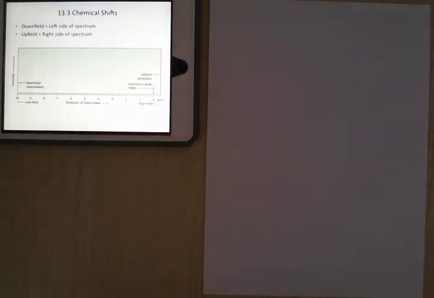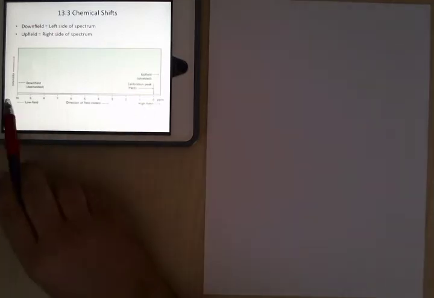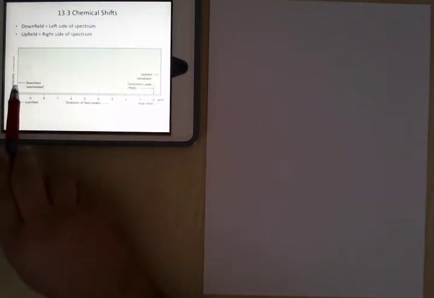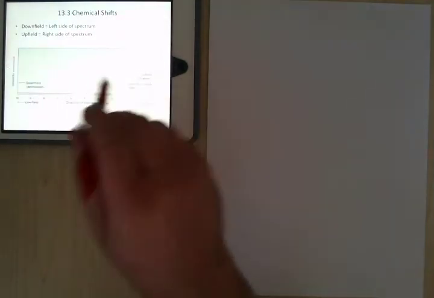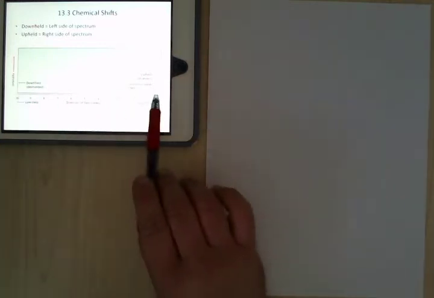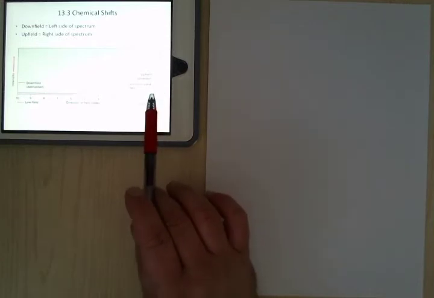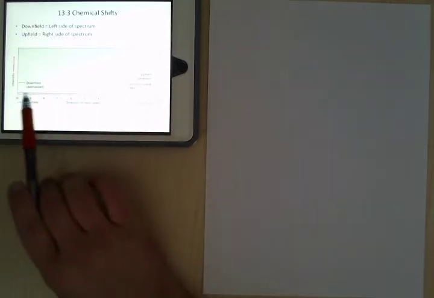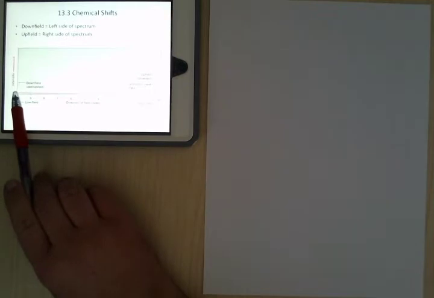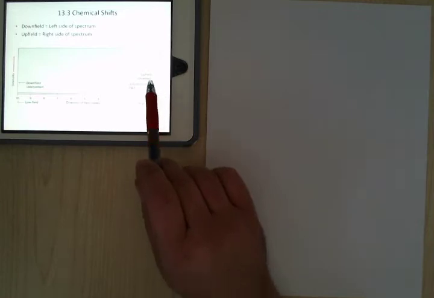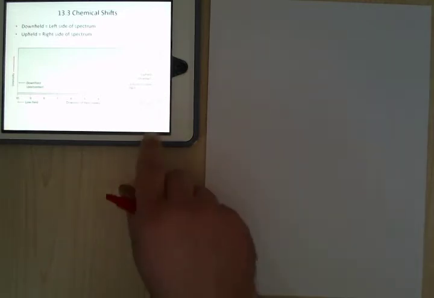I think I know why it doesn't go 0 to 10 like it normally would. It was probably the early instruments. They would have a pen and draw it out individually. Now it's all done on computers, so you don't have to worry about it, but the first instruments did it like this, and so they just stuck with it. But anyway, deshielded is downfield, shielded is upfield. The calibration peak is usually set at 0 ppm.